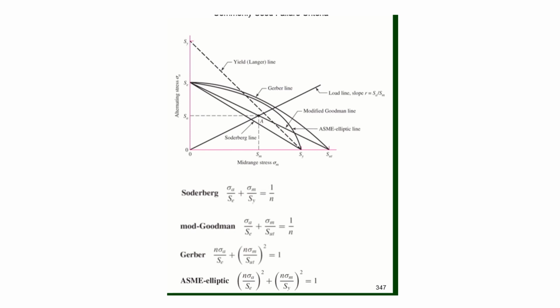So again, this is a very important curve and one that you need to be able to draw and understand. We plot the mid-range stress on the horizontal axis, the alternating stress on the vertical axis, and then we plot the SY and the SUT, and here we plot the SE and the SY, and we get these failure envelopes. And if our stresses are such that we're on this side of the failure envelope, we're safe. If we're outside the failure envelope, we fail.